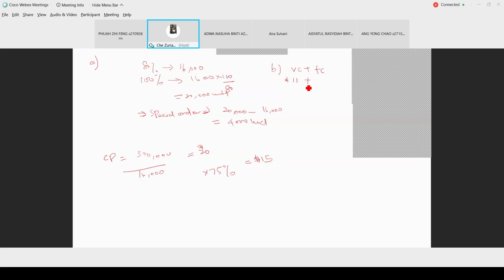And then fixed cost, fixed cost 48. Okay, 48. Macam mana you nak dapatkan 48 tu? Dia dah bagi kat situ. Fixed manufacturing cost is 48,000 divide by 16. Okay. So you dapatlah nilai dia 11 campur dengan 3. So 14 ringgit. This is the cost of producing 1 unit of Ramos products.